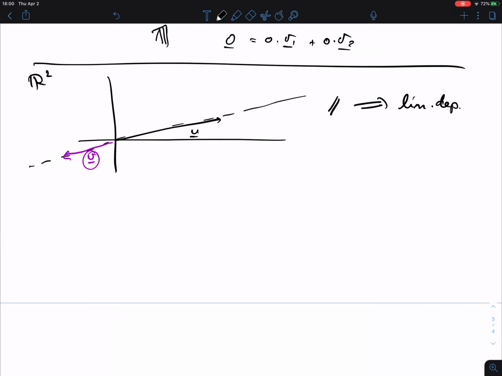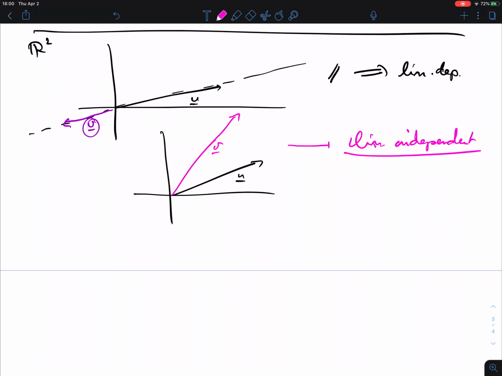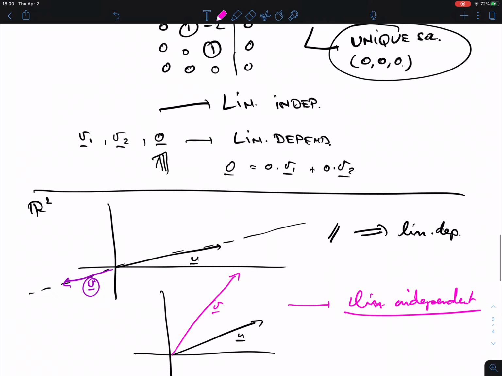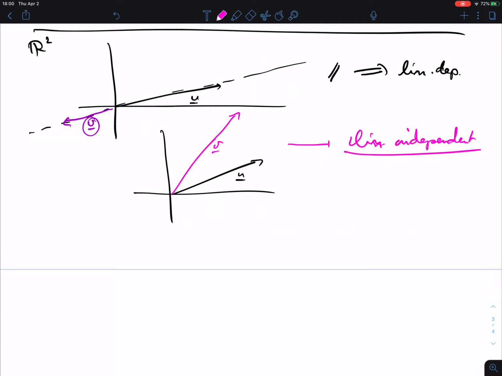So if the vectors are parallel, then they are linearly dependent. Allow me to say it this way. And what about any other situation? Here is u, and now my v is not parallel, so my v is somewhere sticking out here, say, then they are linearly independent. Okay, and of course, remember the zero vector. I'm excluding the zero vector here because that's a silly case, right? So perhaps I should write it up here: if it's not parallel, then it is linearly independent. That's kind of easy, right?